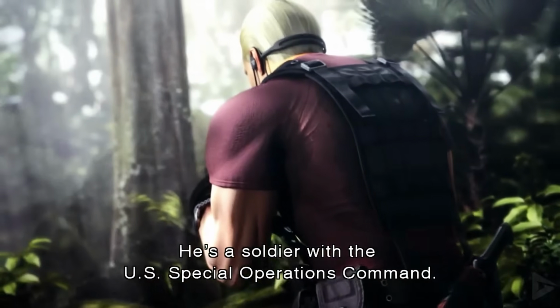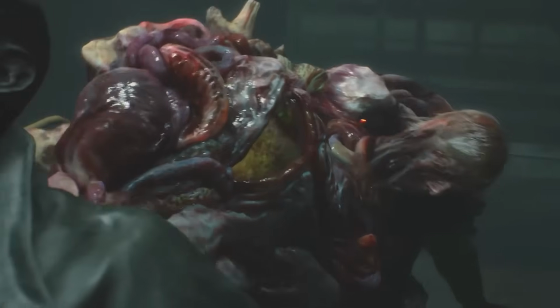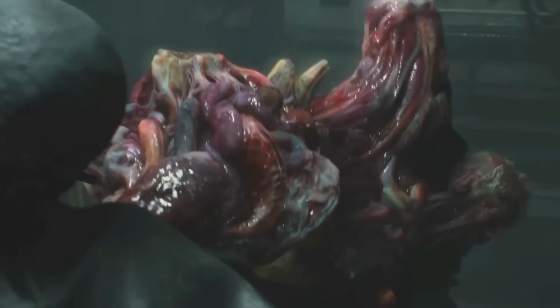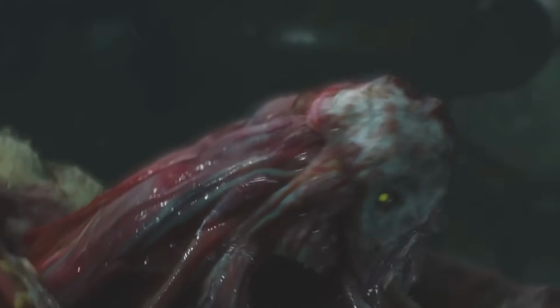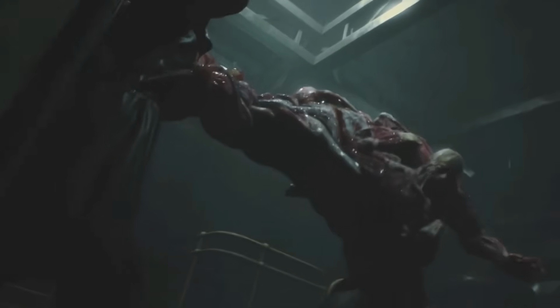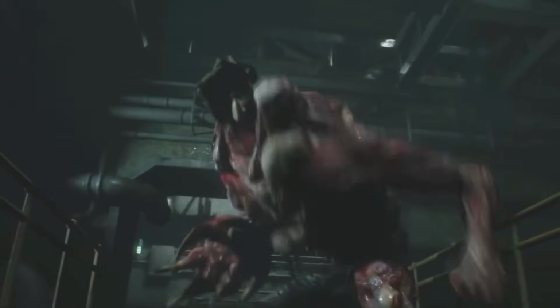Now I want to hear your thoughts. Do you think that if William Birkin had survived longer, the G virus would have evolved to even more extreme levels? Or might his own unbridled mutation have finished him off?